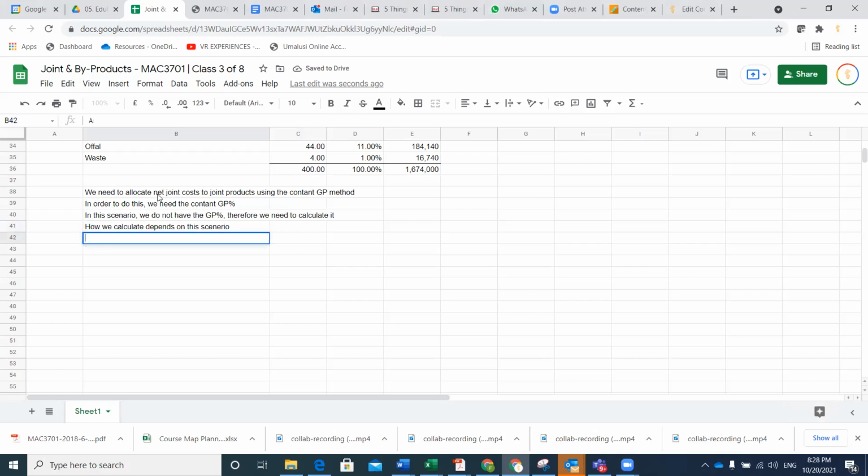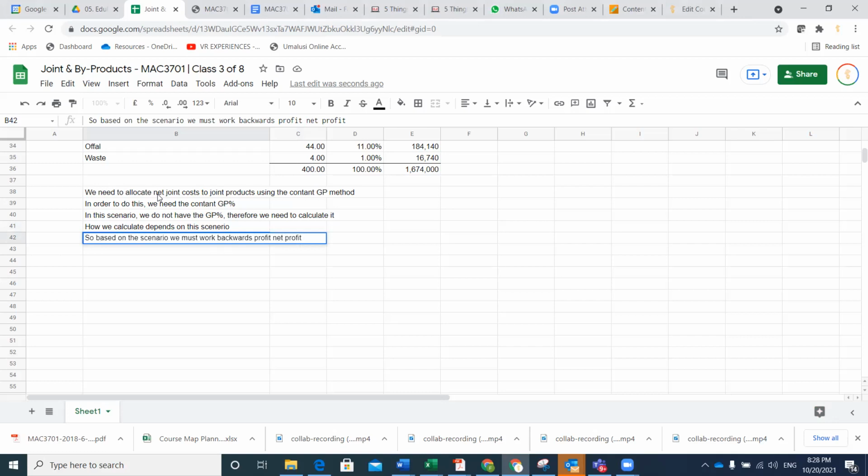Okay, so over here, based on the scenario, we must work backwards. We need to work backwards from net profit, before tax. That's basically what we need to do.